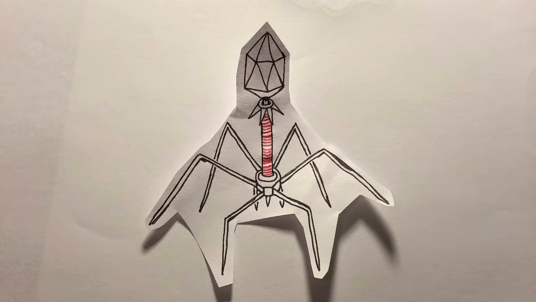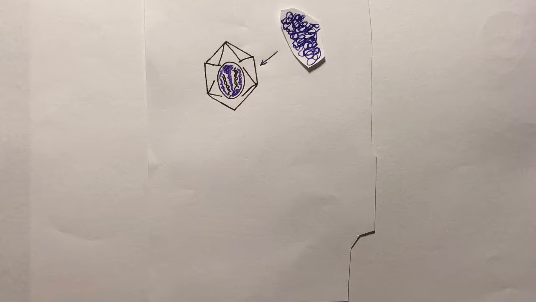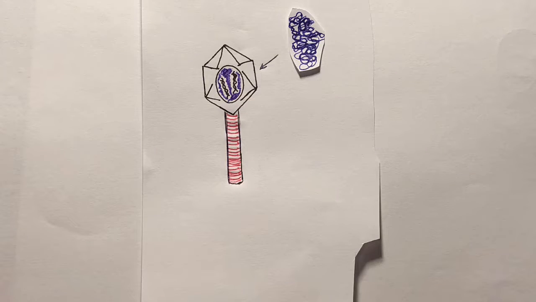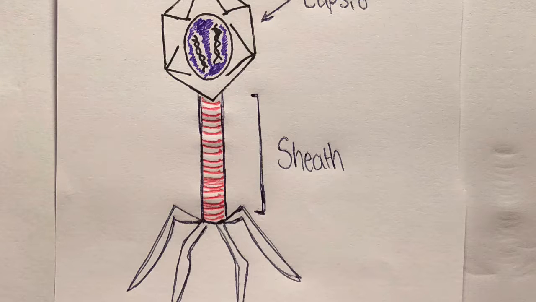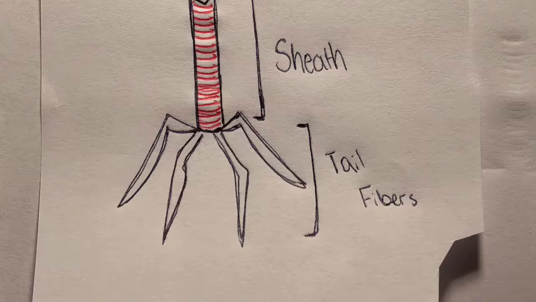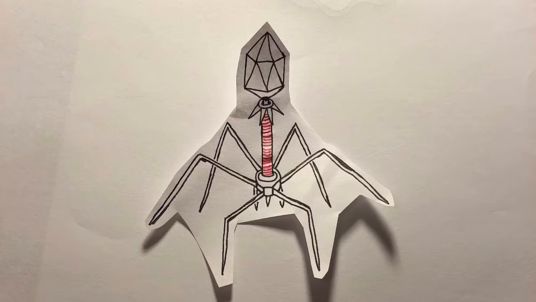A typical virus consists of three main parts: the capsid, which is the head, the sheath, and the tail fibers. The capsid contains the nucleus of the virus, which holds the genetic material, either DNA or RNA. The sheath of the virus packs together the tail tube as an external envelope. The tail fibers are what are used for the attachment of the virus to the host cell.